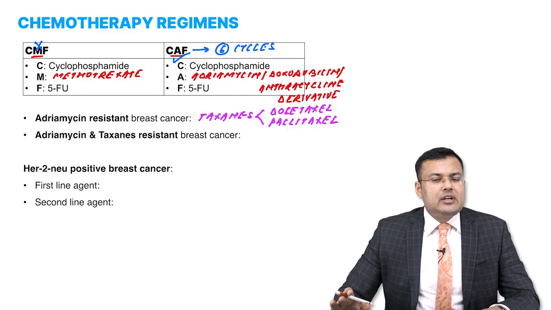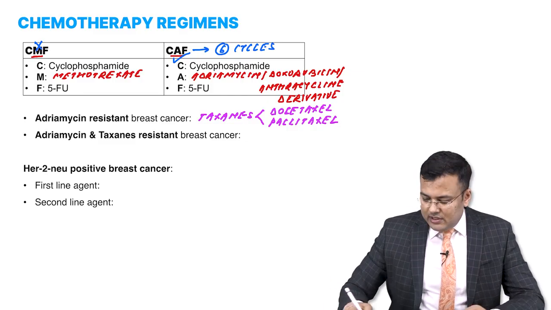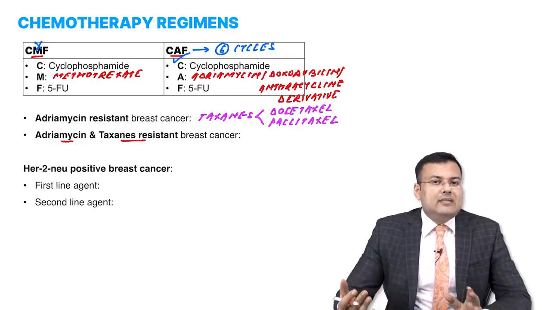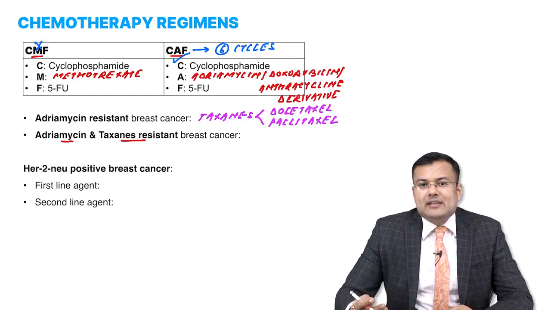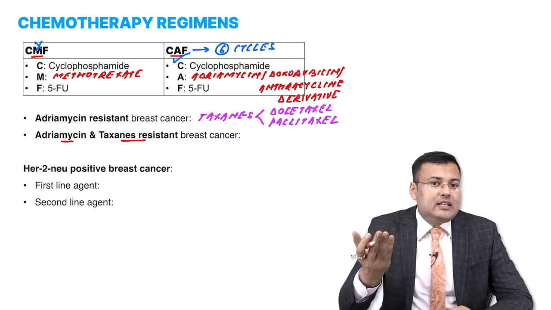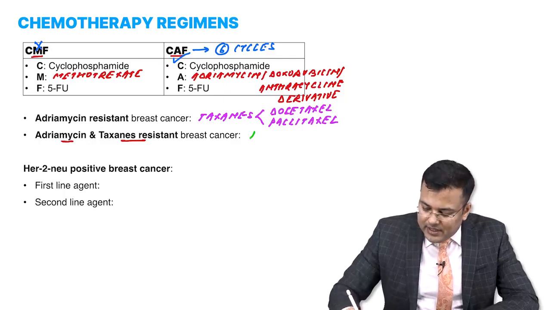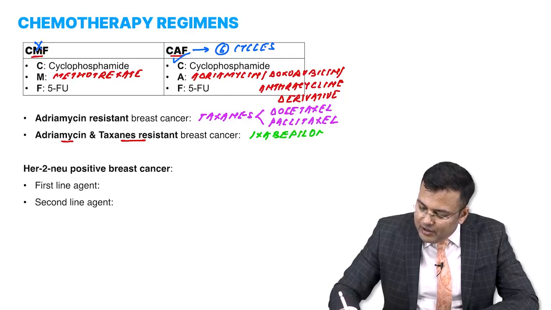Okay. Suppose there is resistance to both, resistance to adriamycin and taxane also. So if adriamycin and taxane resistant breast cancer is there, we give a relatively new drug, and you must remember the name. What's the name? It's ixabepilone.